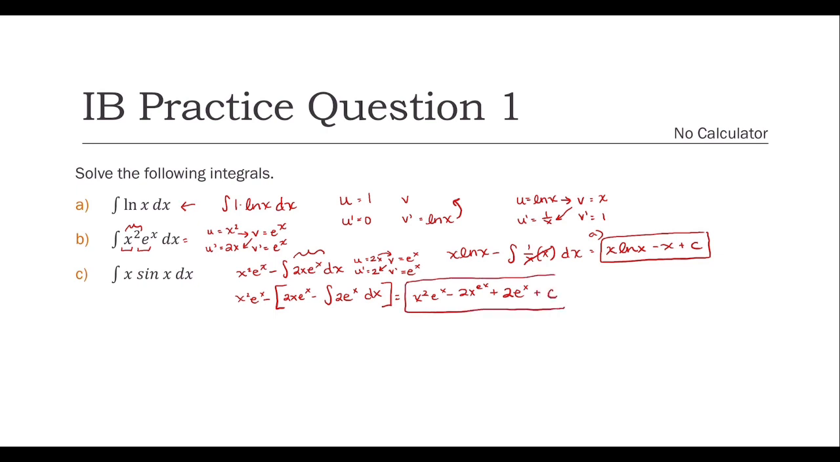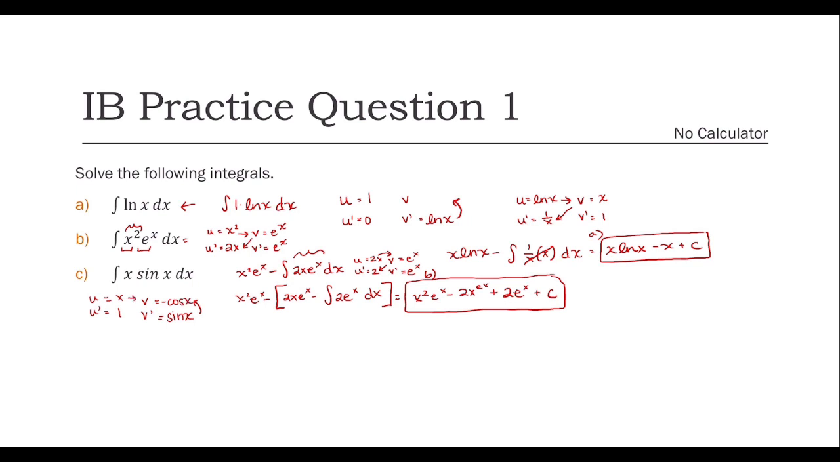So this one, it took doing integration by parts twice before we could get to the answer. And that's the answer to part B. Finally, we have part C, which is the integral of x sine of x dx. So we'll need our u prime, v prime, and v. We'll use x as u and sine as v prime. The derivative of x is 1. The integral of sine of x is negative cosine of x.